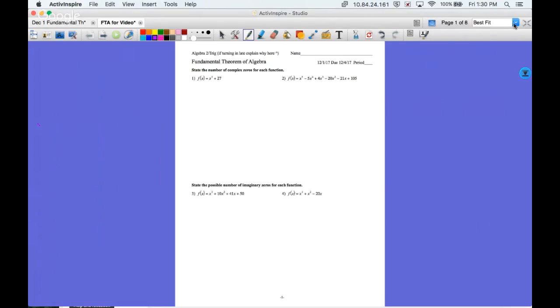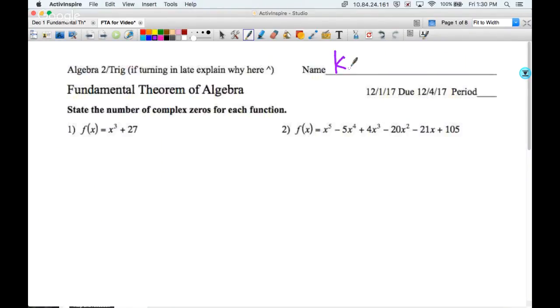All right, this will be the key for the most recent homework, fundamental theorem of algebra. We'll get started. State the number of complex zeros for each function. Remember, underneath complex is basically all number types. So if we include all number types, then we can apply the fundamental theorem of algebra, which states that the degree is the same as the number of roots.